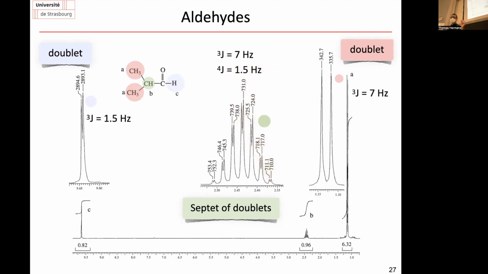So here, if you would measure this on a 60 megahertz, you would not be able to resolve that this is a septet of doublets. You would just see 1 septet because the line broadness is too big on a 60 megahertz. So this is probably on a 400 or 500 megahertz NMR. And this one is a normal doublet, right, with integral 6, because you have 1 neighbor. So we get a doublet with normal 3J coupling, so 7 Hertz.